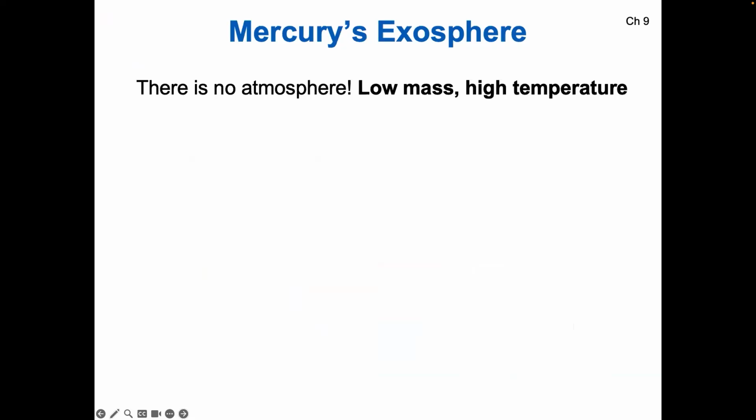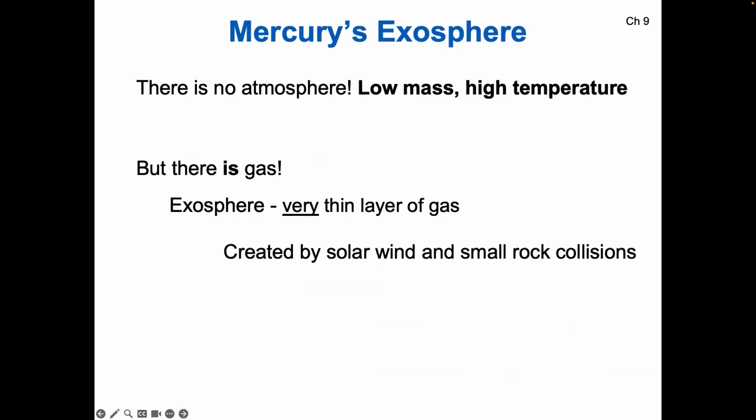So Mercury has no atmosphere. It has a very low mass, and it has a very high temperature due to being very close to the sun. So it has all been stripped away. There is some gas. It has what's called an exosphere, which is a very, very thin layer of gas, thinner than most vacuums you could get in a laboratory on Earth.